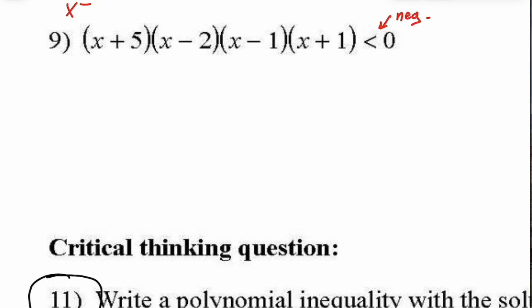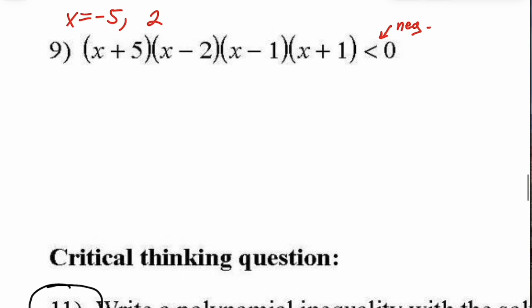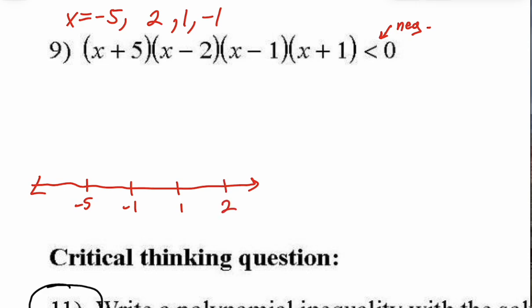Our zeros occur at -5, +2, +1, and -1. Put those in number line order. I need all the room I can get, so that's why I put those at the top there. In number line order, they go -5, -1, 1, and 2. Don't space them out evenly. That doesn't matter as much, just as long as they're in number line order. It is not allowed to equal 0, so I'm going to put open circles on all of those.